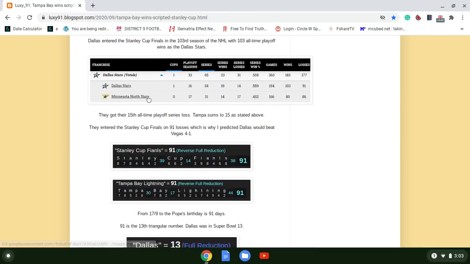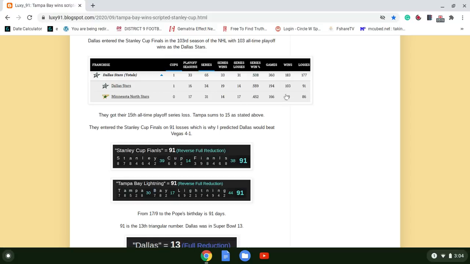So to show you how scripted this was, notice the Dallas Stars entered the Stanley Cup final in the 103rd season of the NHL with 103 all-time playoff wins and 91 losses. Notice how they got their 15th all-time playoff series loss, like how Tampa's 15, like how the Lightning were established in the day leaving 15 days left in the year, like how the Stars scored 15 goals in the Stanley Cup final.